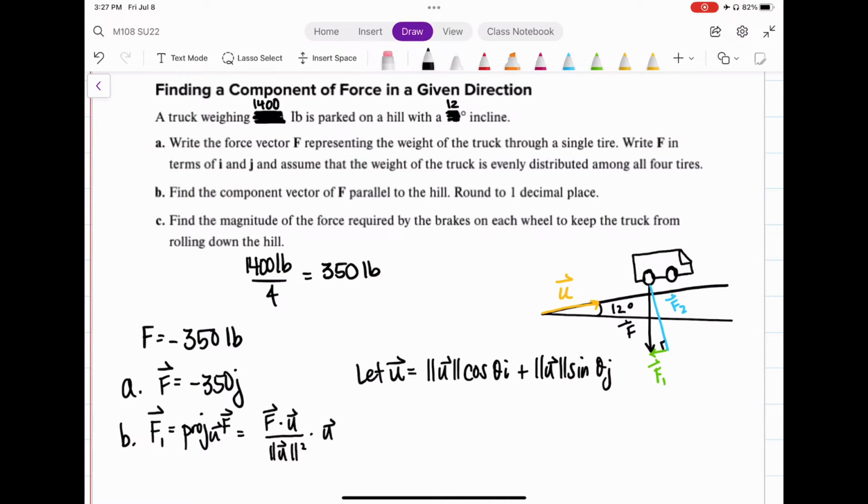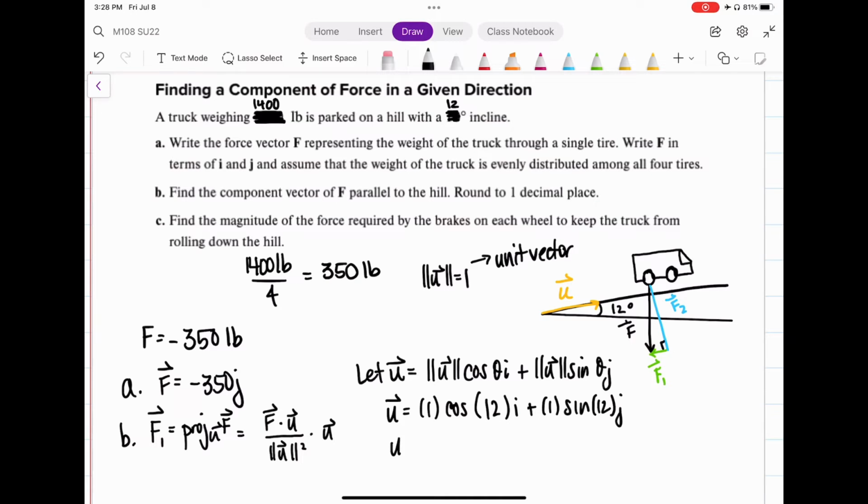Recall that I mentioned we are using the unit vector U, which means that because it is the unit vector, it has a magnitude of 1 for 1 unit. The unit vector U is then given by taking the magnitude, which is 1, times the cosine of theta, which is 12 degrees I, plus the magnitude of U, which is 1, times the sine of theta, which is 12 degrees, J.